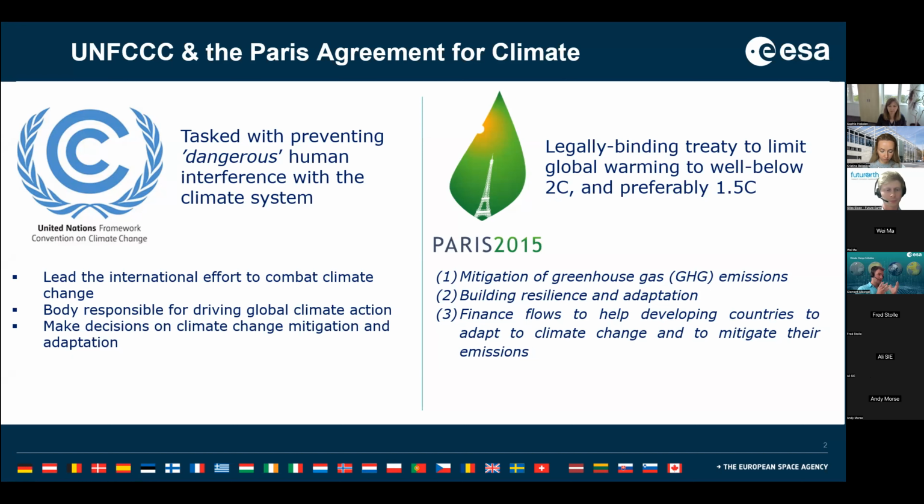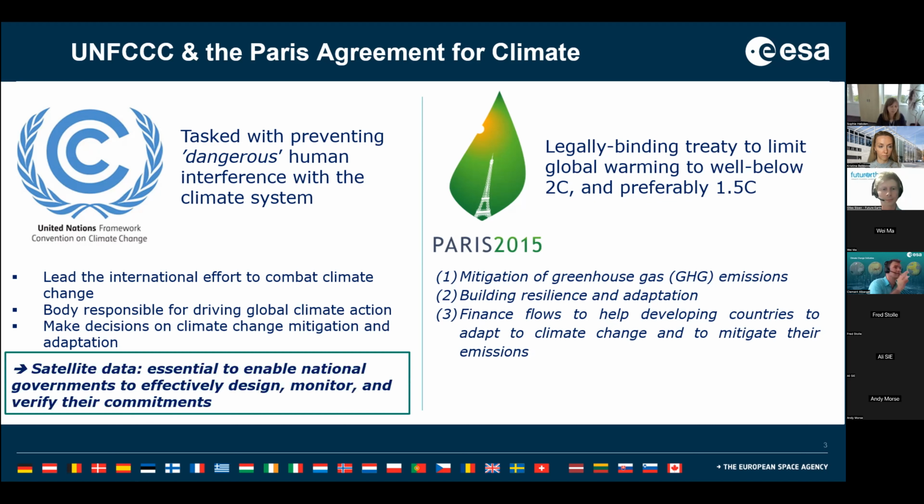National governments have made commitments under the UNFCCC Paris Agreement through what we call nationally determined contributions, NDCs, addressing those 3 areas. And progress will be assessed in a 5-yearly global stocktake, starting this year in 2023, to assess the common project towards addressing the common goal of the Paris Agreement for Climate.